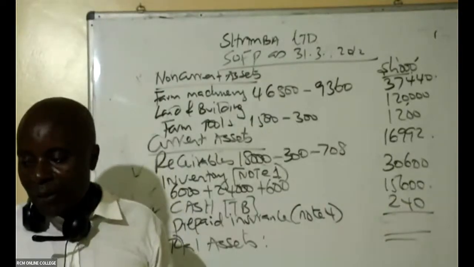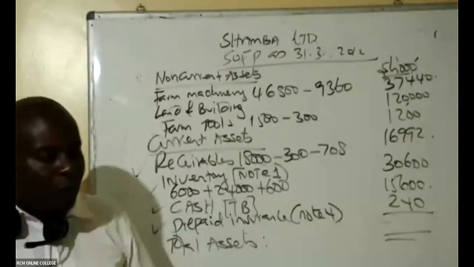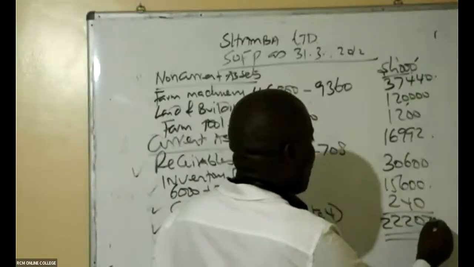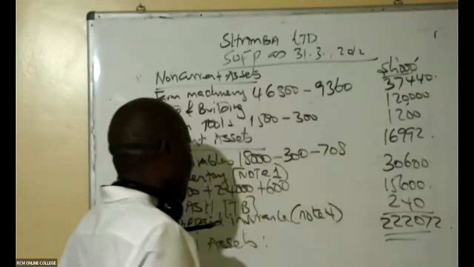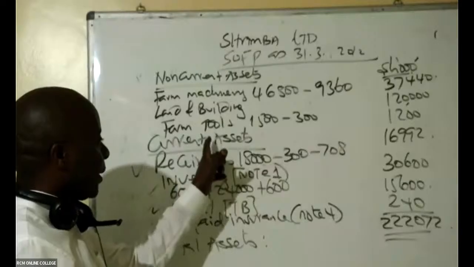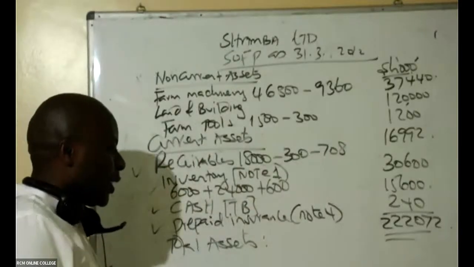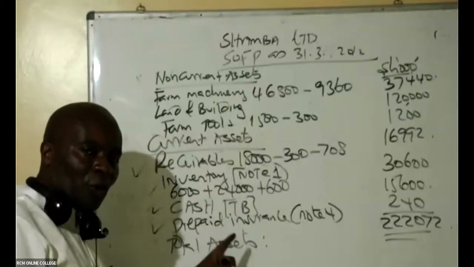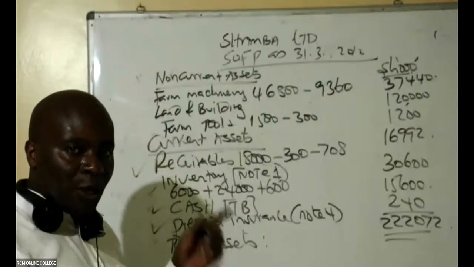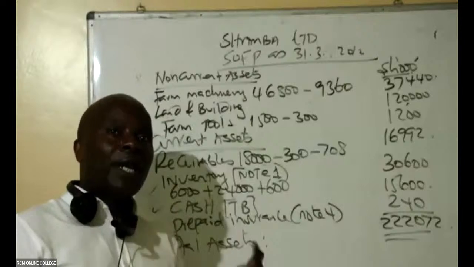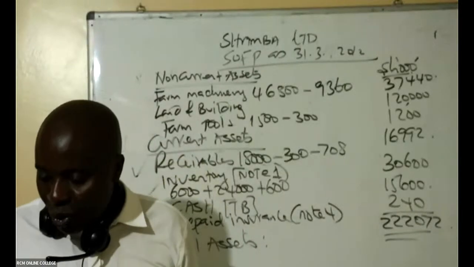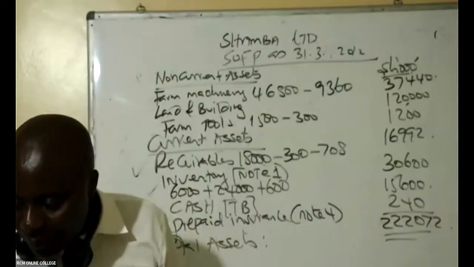So according to Margaret, we have 222,072. And then, ladies and gentlemen, I would have preferred going down here with the note. These assets here must be accounted for. How are they financed? Remember, asset financing, we look at the owner's equity or liabilities. So you'll have to allow me, because of lack of space.